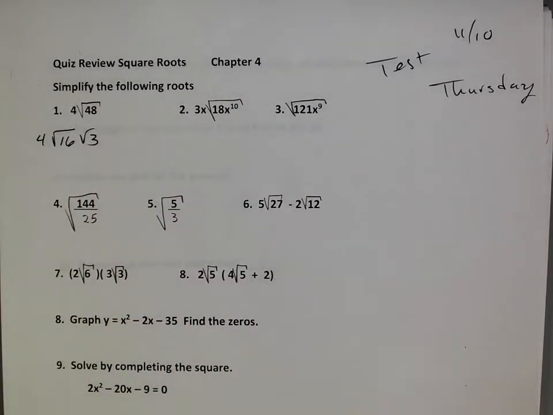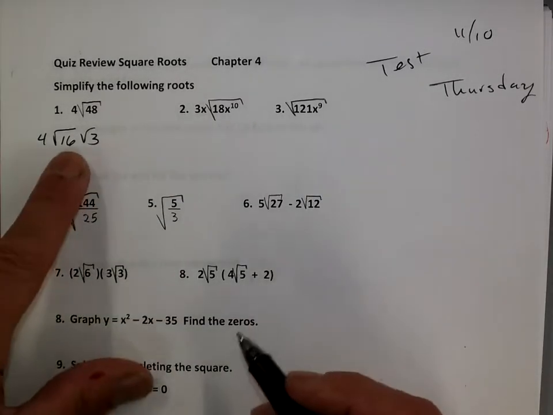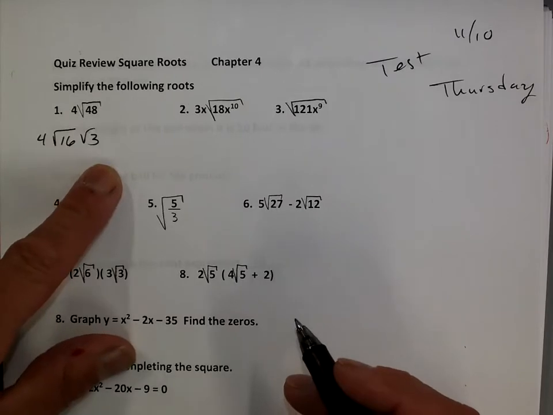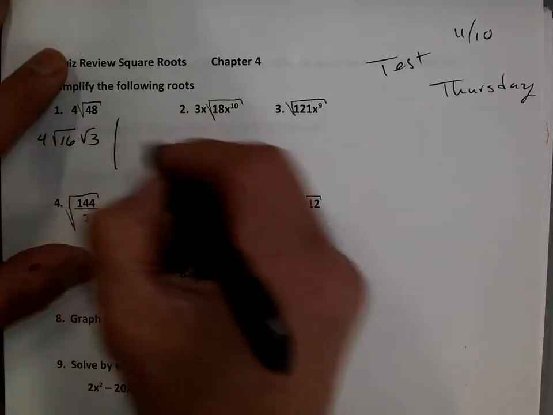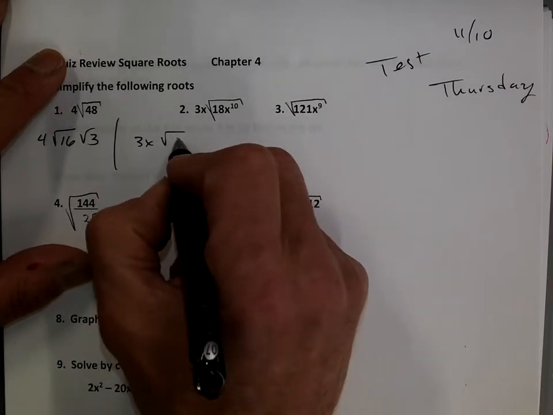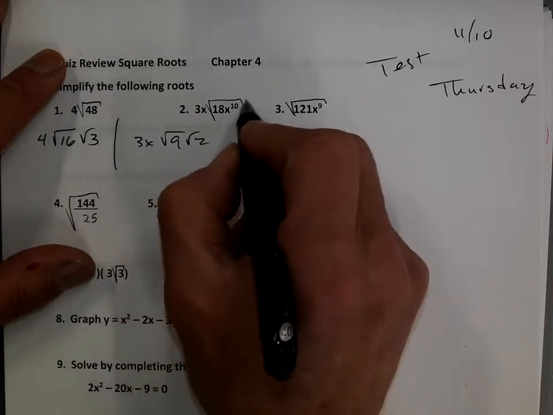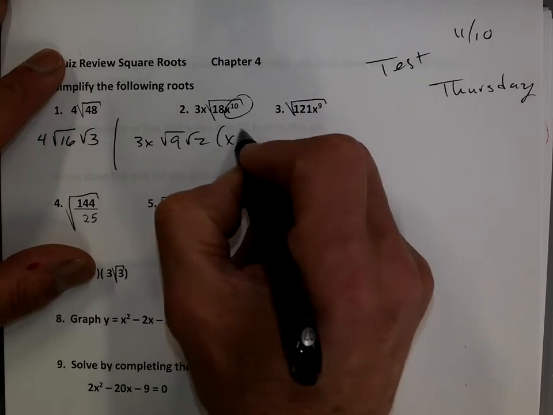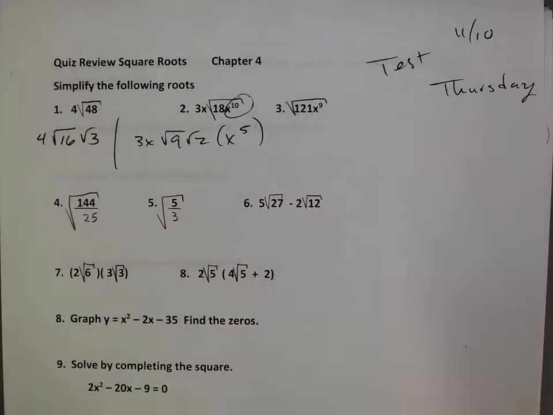And of course, the square root of 16 is 4. I'll let you finish that up. 4 times 4 is 16, square root of 3. Number two, 3x, I would keep out whole numbers. 18, probably 9 and 2. And I would take half of that, plain old x to the 5th. Okay, and I'll let you finish that up.